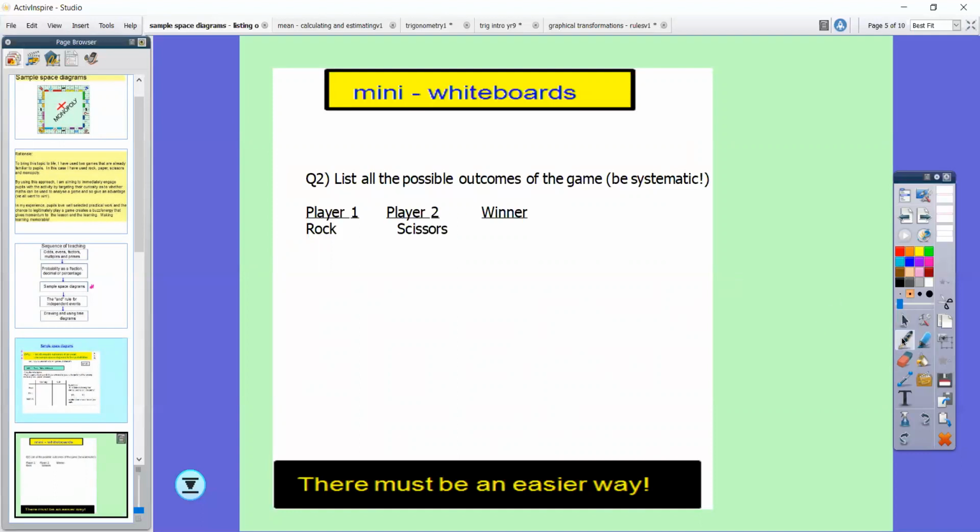So what I would be saying here, systematically, is we'll call that R, rock. Rock, scissors. Rock, paper. Rock, rock. And the winner: rock and scissors would be rock, rock and paper would be paper, and this would be a draw. So I've done everything with rock as player one. Now I'm going to do everything with player one with scissors. And that's being systematic so they can get all the outcomes. And this is a sample space diagram in itself.